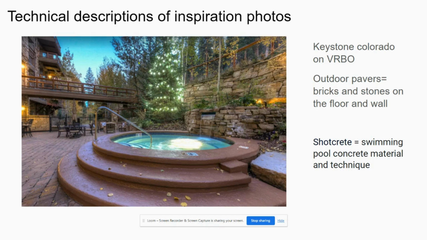So on my screen here, this looks like brick, this here on the ground, and then this looks like stone on the wall, but these are all called outdoor pavers. So any type of stone, brick, tile material that goes outside, it's called a paver. This right here is shotcrete. That's the type of concrete that swimming pools are made out of. And then this is just painted to match.